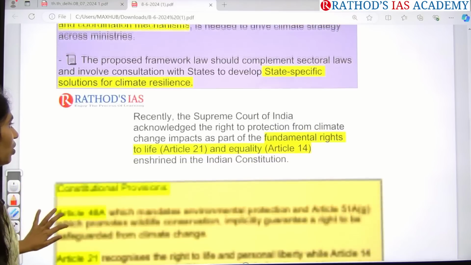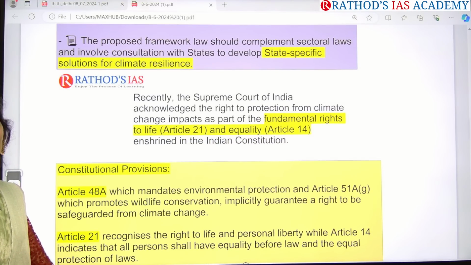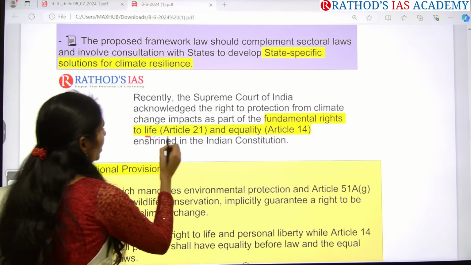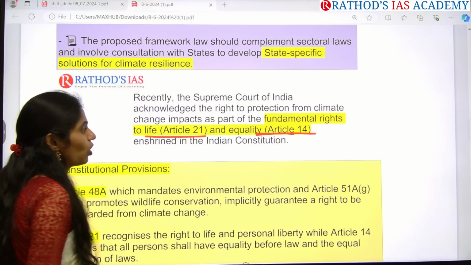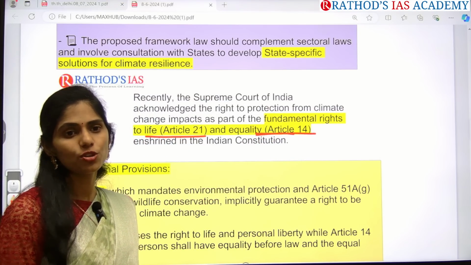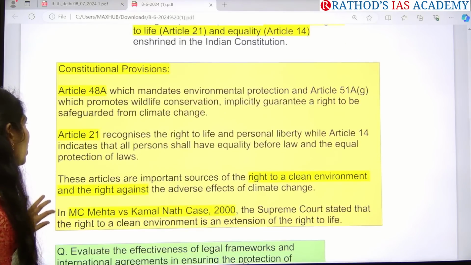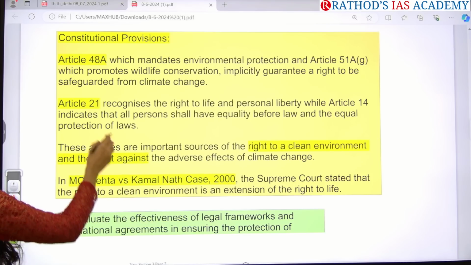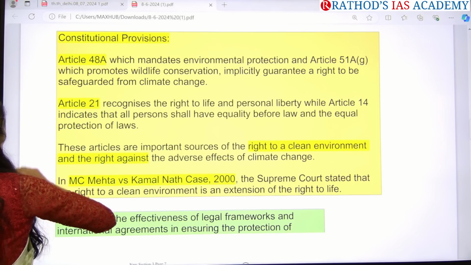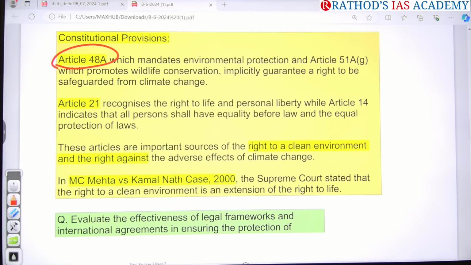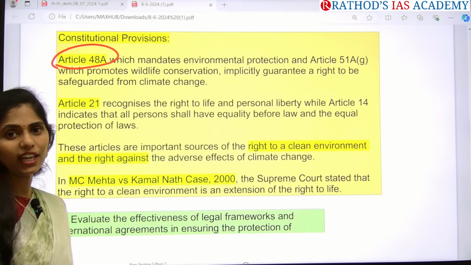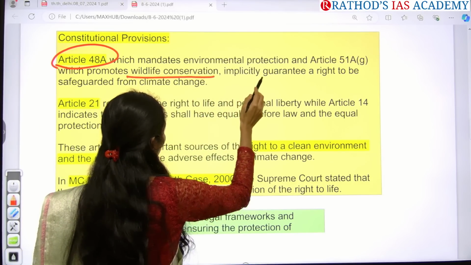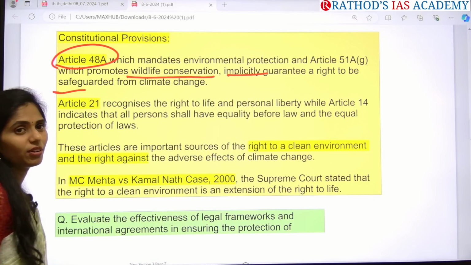And next, if you are talking about the Supreme Court judgment, the Supreme Court said that the right against climate change is also a fundamental right, which comes under Article 21 as well as Article 14 of our Indian Constitution. So this is the judgment of the Supreme Court. And next, if you see other constitutional provisions about our environment and climate change, Article 48A says that we have to take steps to control environmental pollution. And Article 51A, which talks about fundamental duties, also says we have to promote wildlife conservation. So we have to focus on the right to be safeguarded from climate change.